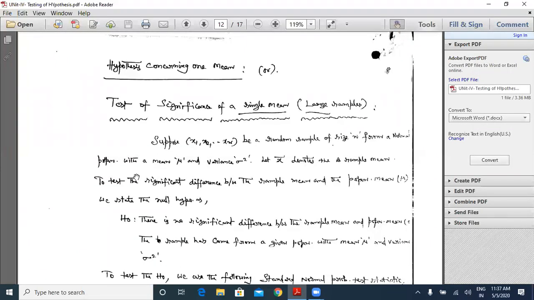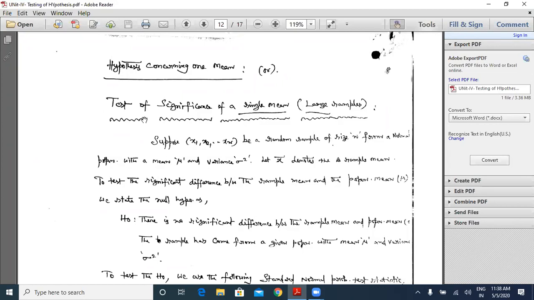Now, test of significance of single mean, large sample test. This is the first test. In this last topic, we have to cover 4 tests. Number 1 is test of significance of single mean, then test of significance of difference of two means, test of significance of the single proportion, and test of significance of difference of two proportions. These are the 4 tests you have to study. You will get the problems from these 4 tests for the examination.